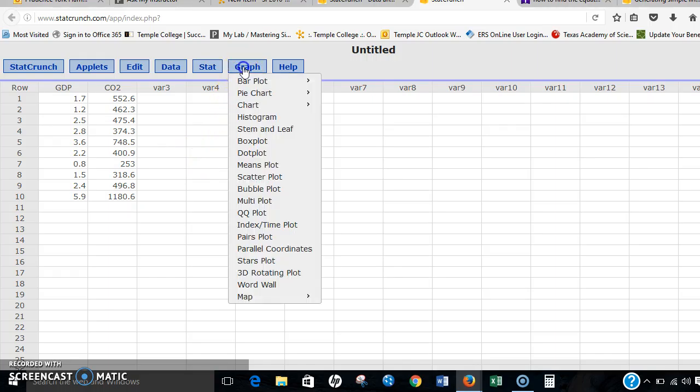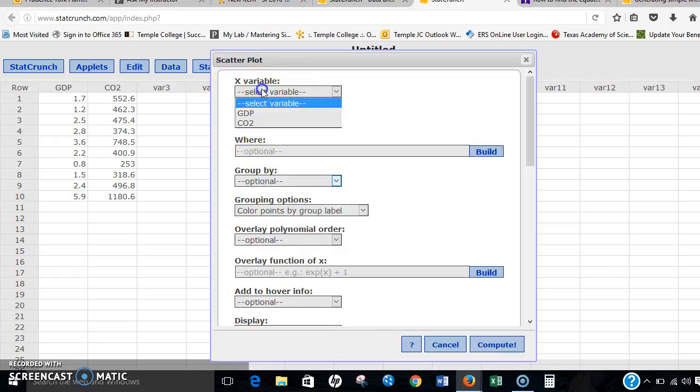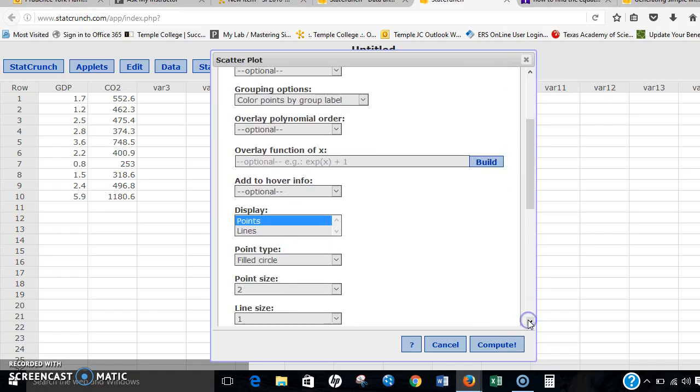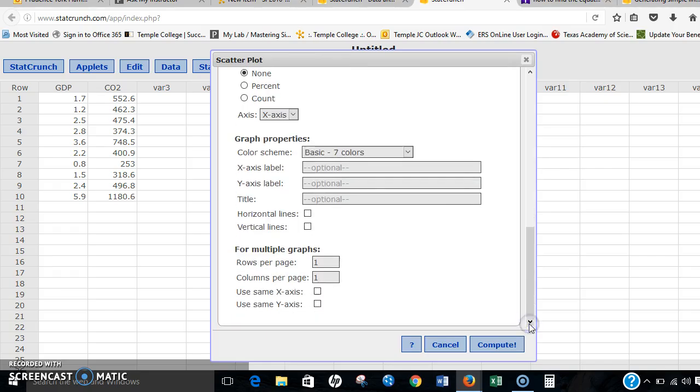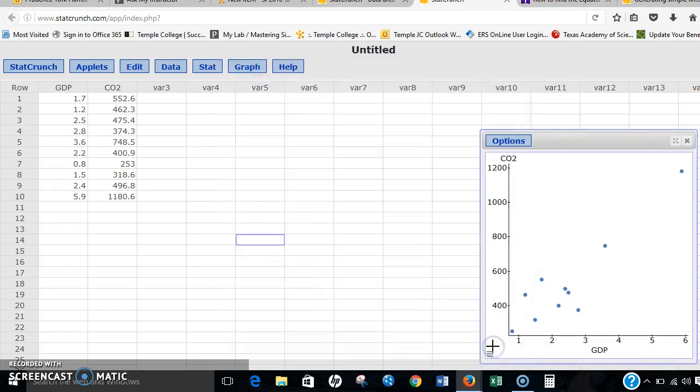To do that, we would go Graph, scroll down to Scatter Plot. Our X variable is the GDP, and our Y variable is CO2. I'm going to scroll down. All we want to display are the points, and it's a filled circle. Point size is 2, so we should be able to see the circles well. And I'm just going to go ahead and click Compute, and you see a scatter plot that should look very similar to the one you see on page 471 of your eText.